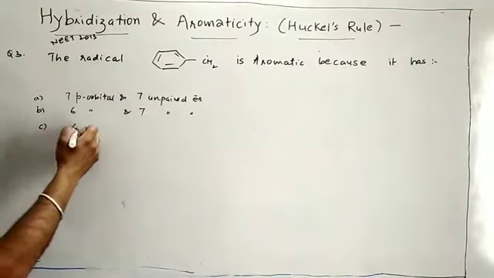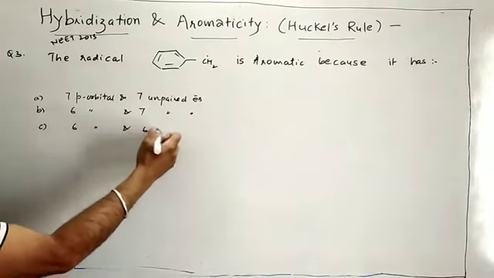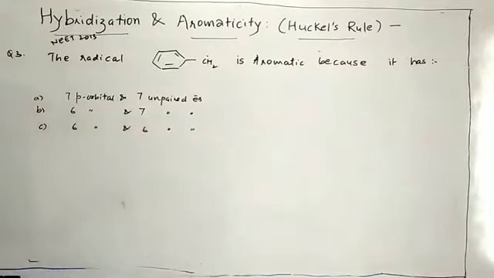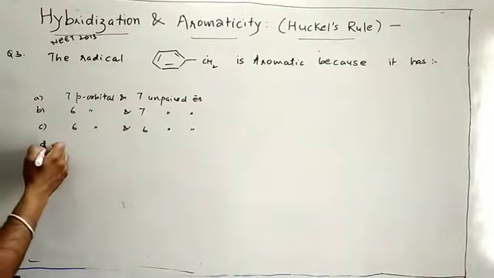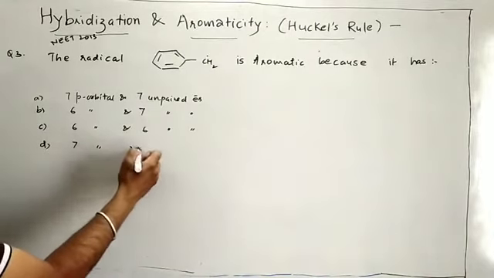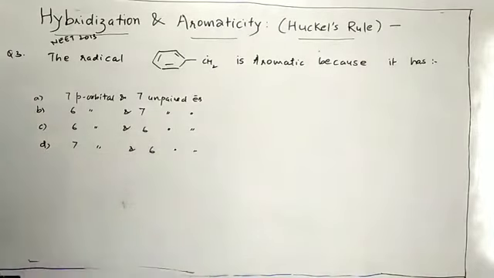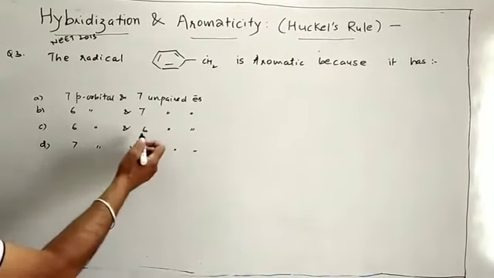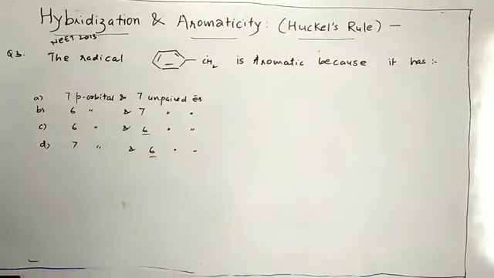Option C, 6p orbital and 6 unpaired electrons. And option D, 7p orbital and 6 unpaired electrons. Now, very simple. Aromaticity is basically due to 6 pi electrons, because it fulfills Huckel's rule. So here we have a 6 pi electron, here we have a 6 pi electron.